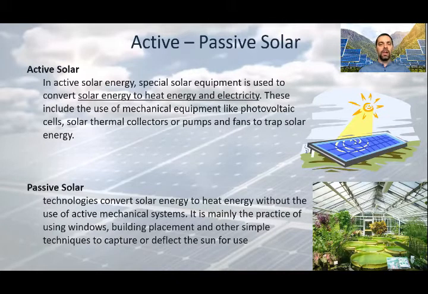It converts solar energy to heat energy without the use of active mechanical systems. It is mainly the practice of using windows, building placement, and other simple techniques to capture or deflect the sun for use. Both systems have their advantages and limitations. The best way is to combine them, planning the house according to the passive way, and on top of that using some active devices, which is best for nature and for the budget too.